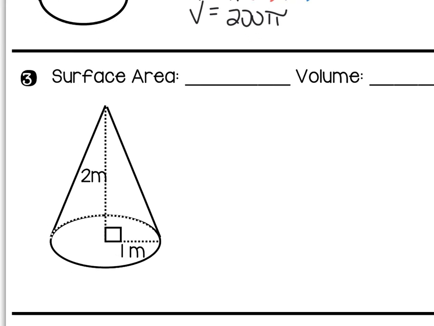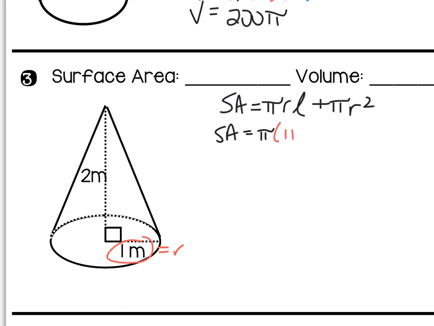So for a cone, I'm always going to start with my formula. My formula for surface area is pi r L, remember L is my slant height, plus pi r squared, that's the area of my base. So surface area equals pi, my radius is 1, times L, I don't know, so I'm going to skip that for a second. Plus pi 1 squared. So for surface area, I need to go ahead and find my slant height.